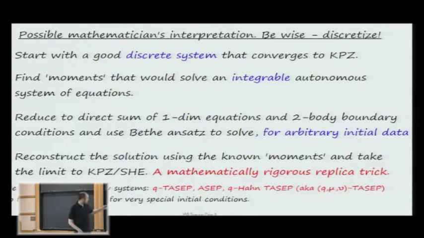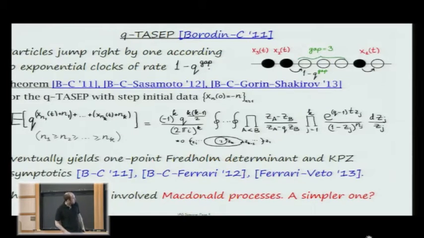I'm going to do this by really focusing on a few examples and how these steps 2 and 3 work. Okay, I'm not going to focus on any asymptotics, really. So the first discretization of the KPZ equation that I'm going to discuss, and maybe it won't seem like a discretization, is a model called Q-TASEP, which was introduced by Borodin and myself in our work on McDonald processes.